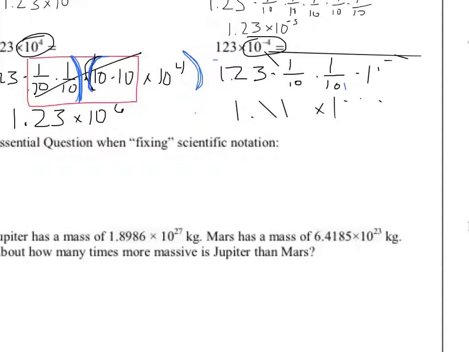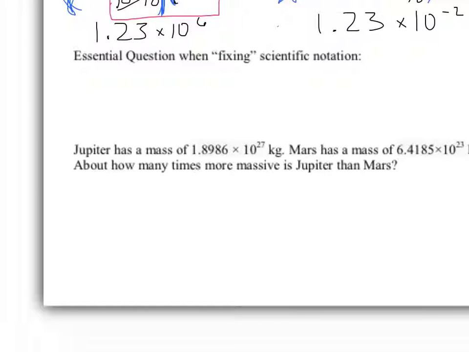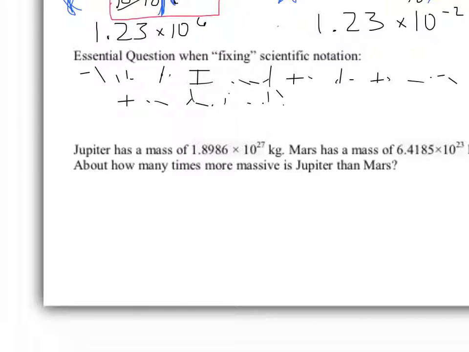I'm positive. All right? So, there are 2 essential questions when fixing scientific notation. Number 1, what do I need to do to move the decimal? And 2, can I borrow that?